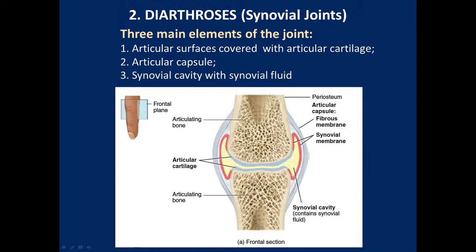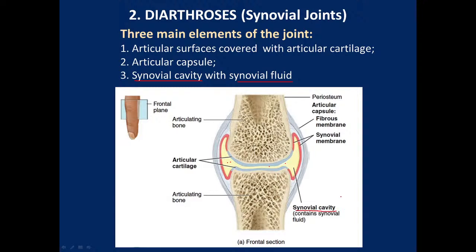The third element is the synovial cavity. It contains synovial fluid. This is a real fluid that reduces friction. Here, yellow is the fluid and it is located in the synovial cavity.